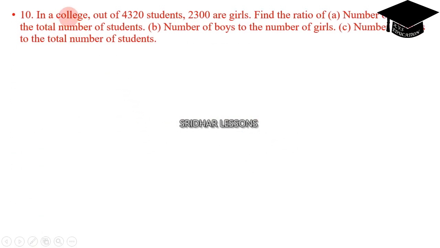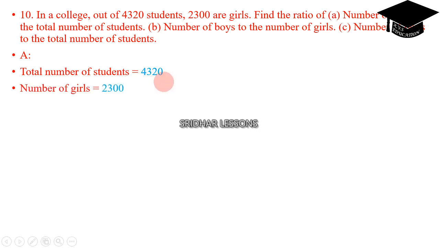Question number 10. In a college, out of 4,320 students, 2,300 are girls. Find the ratio of number of girls to the total number of students. We will solve first question A. Total number of students is equal to 4,320. It was given. The number of girls is equal to 2,300.